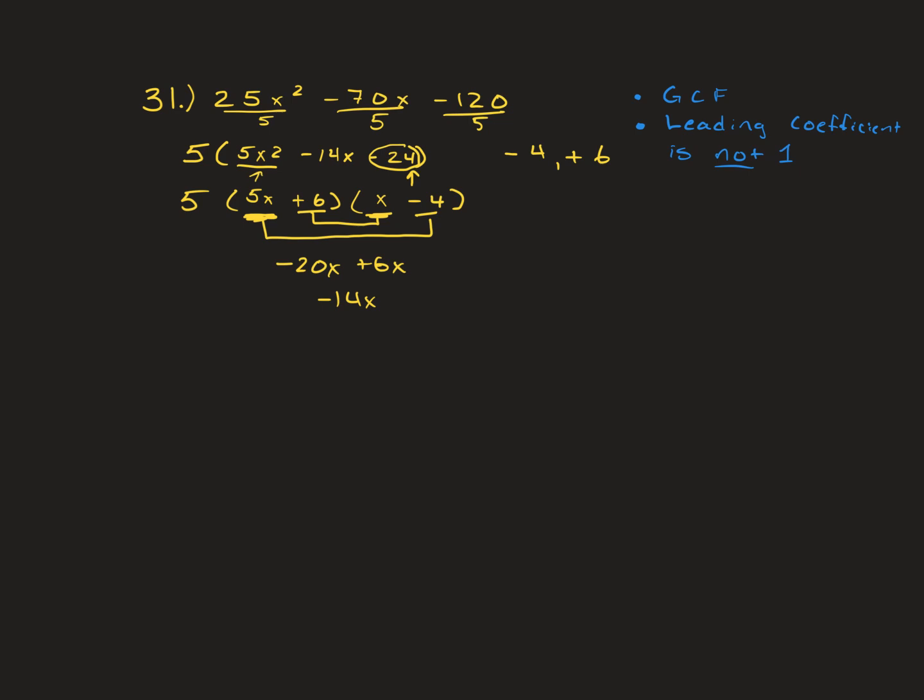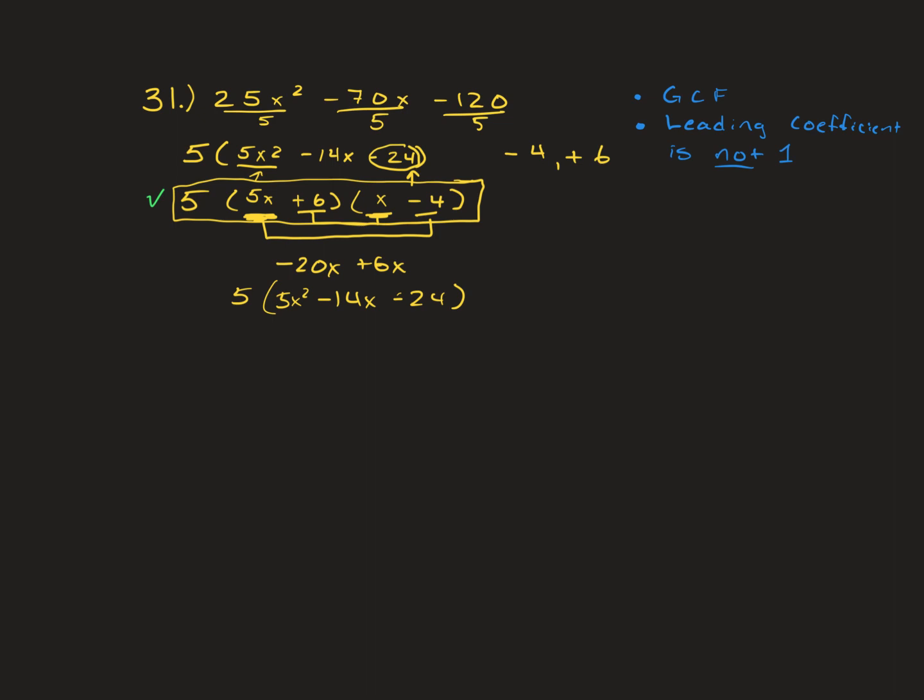So it's going to end up negative 14x minus 24. There was a 5x squared to start this with a 5 outside. So my answer is the factored form, the most broken down one right there. So this guy is correct.